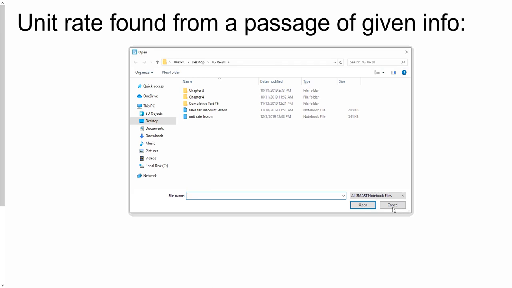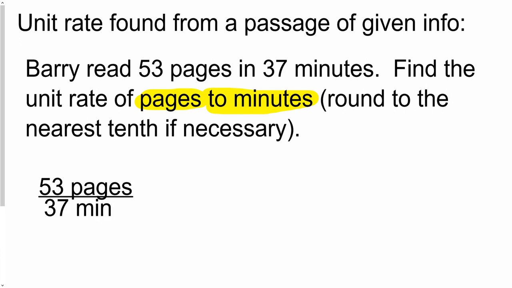If we wanted to find a unit rate from a passage of information given, it's very, very similar. Whoops, open that one up. Here we go. Barry read 53 pages in 37 minutes. Find the unit rate of pages to minutes. So again, they're going to tell you what they want. You follow what the question wants, and you go build a regular rate. In this case, it'll be 53 pages because they wanted that first, 37 minutes on the bottom.